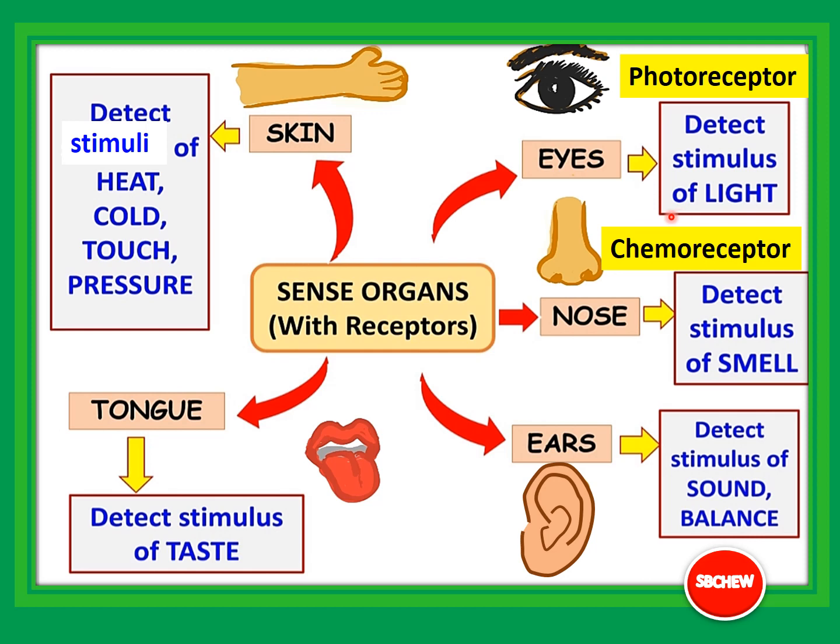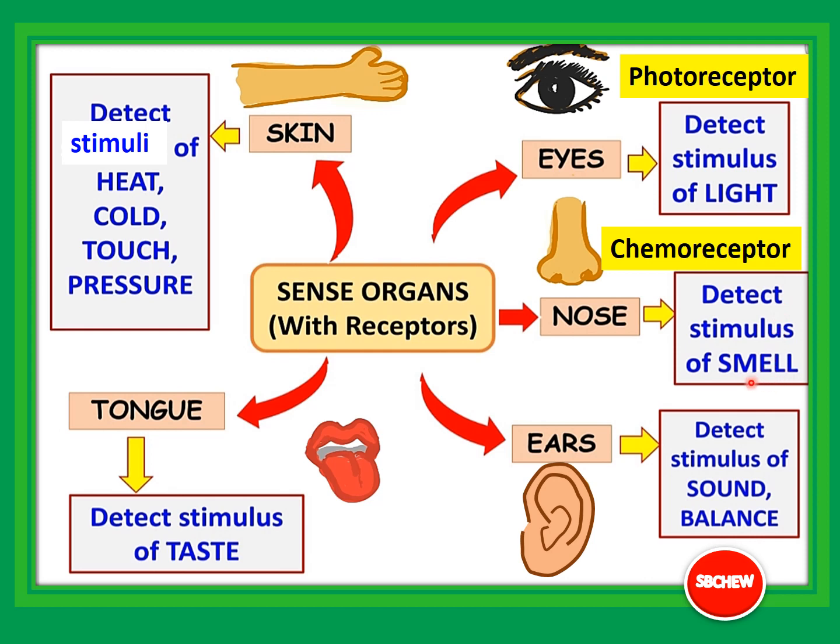Now, the nose. The nose contains a type of specialized receptor cell called chemoreceptors, that are sensitive to the chemicals in the air, so they can detect the stimulus of smell, like just now the smell of durians, or the smell of perfume, or the smell of soap. We detect them by using the chemoreceptors that are sensitive to the different stimuli of smell.